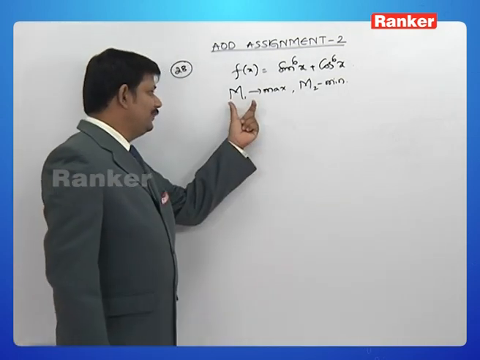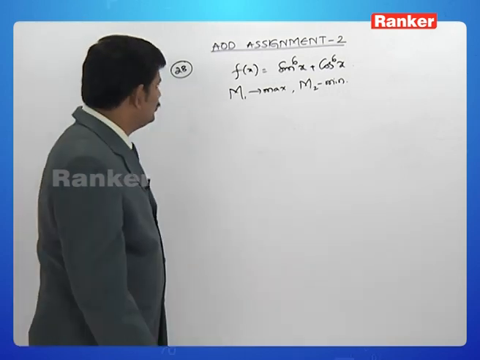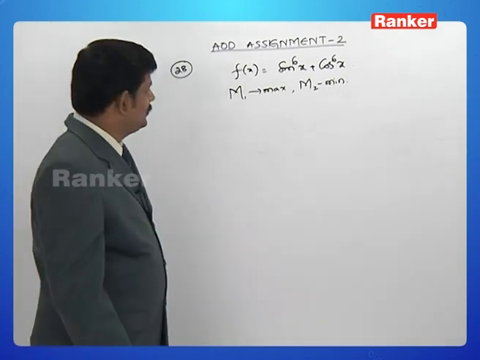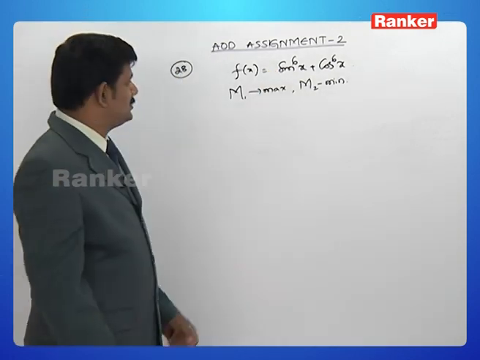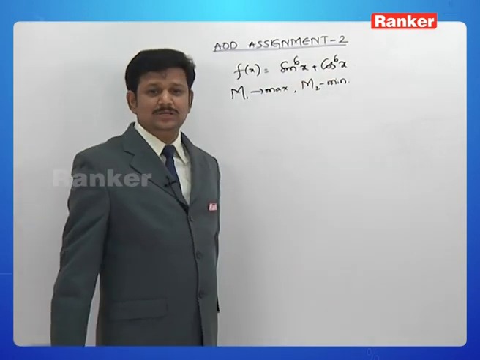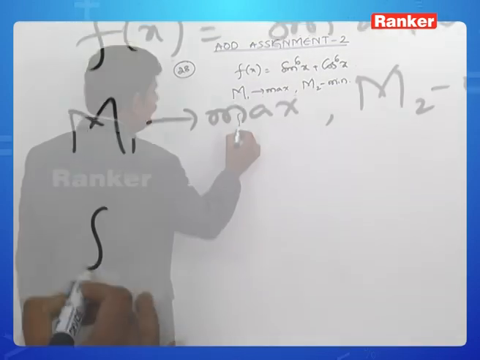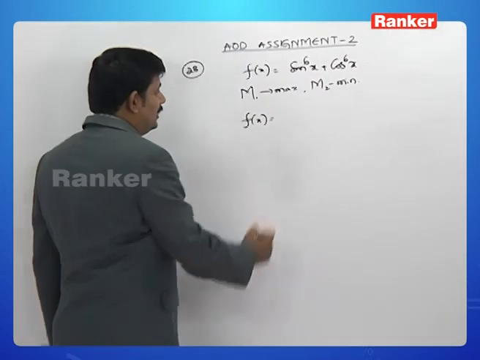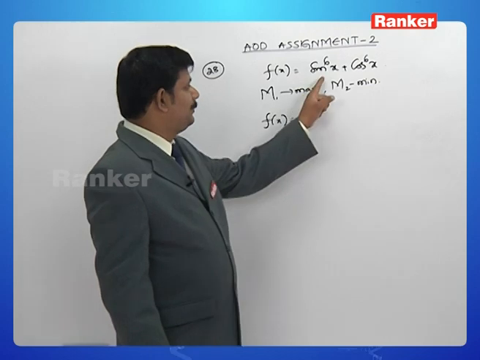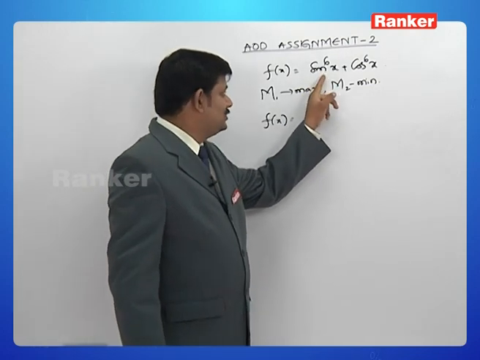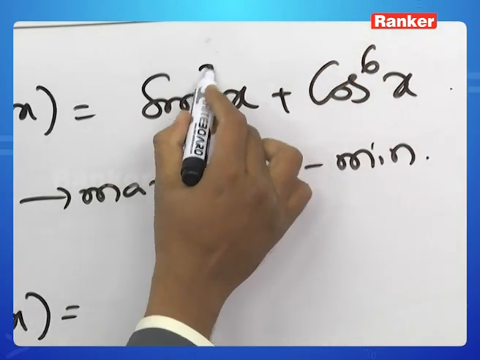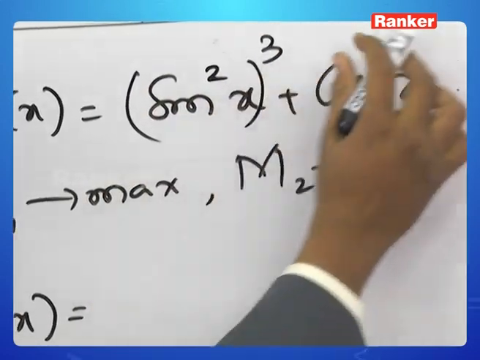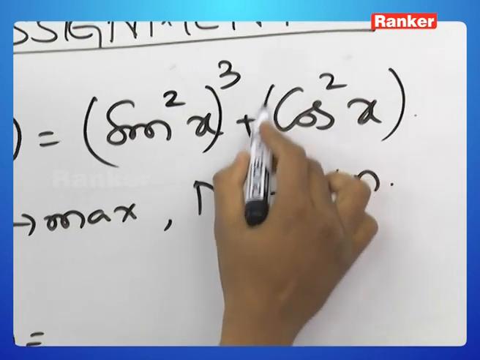Whenever we need to find maxima and minima, don't rush to differentiate the function. When you observe sin power 6x plus cos power 6x, you can recollect the formula of a cube plus b cube. So f of x can be written as sin square x whole cube plus cos square x whole cube.